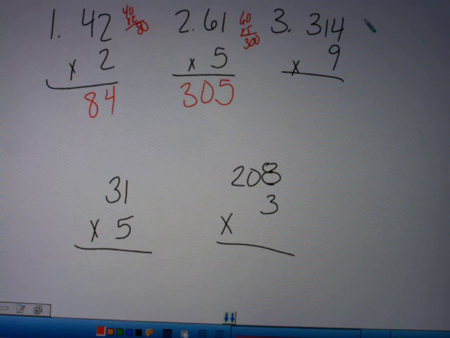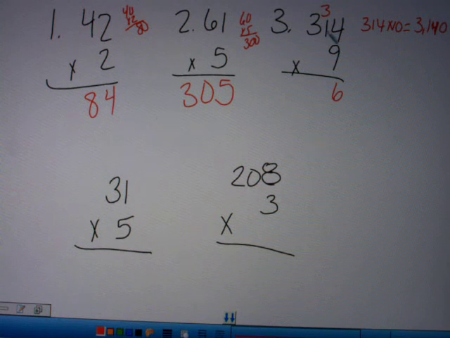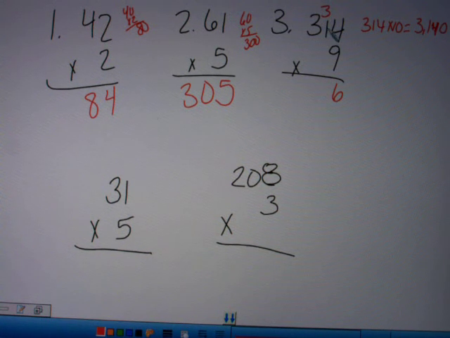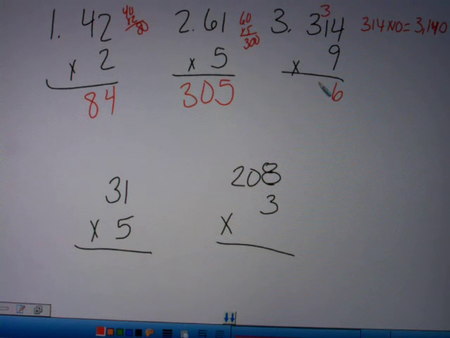Now for this one, I'm going to do 314 times 10, which gives me 3,140. It's going to be a little bit lower than that because I upped my estimate, but it'll be right in there. So 9 times 4 is 36. So 6, carry my 3. 9 times 1 is 9, plus 3 is 12. I'm going to carry my 1 there. 9 times 3 is 27, plus 1 is 28.